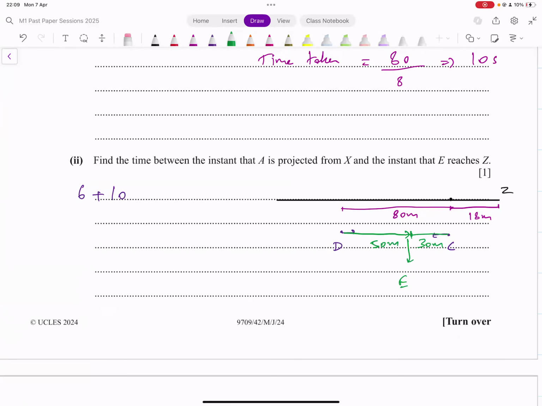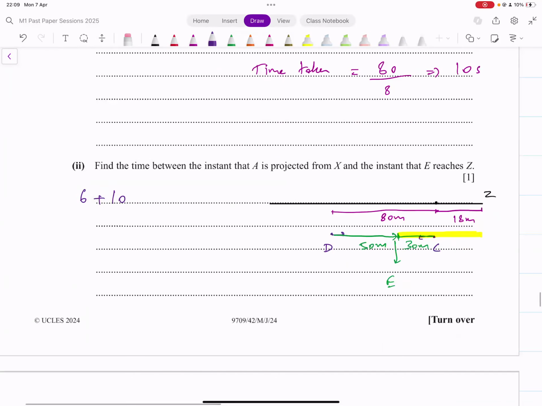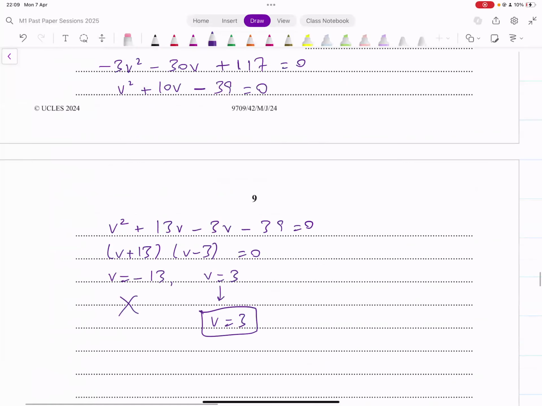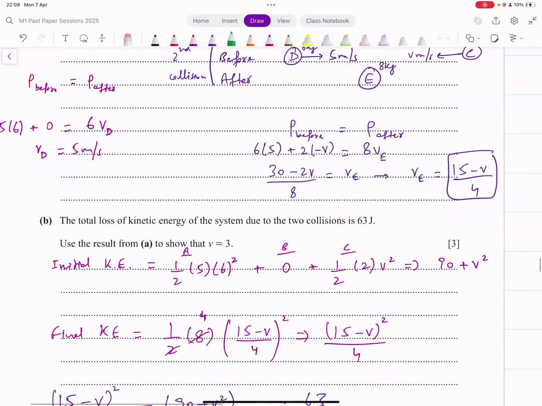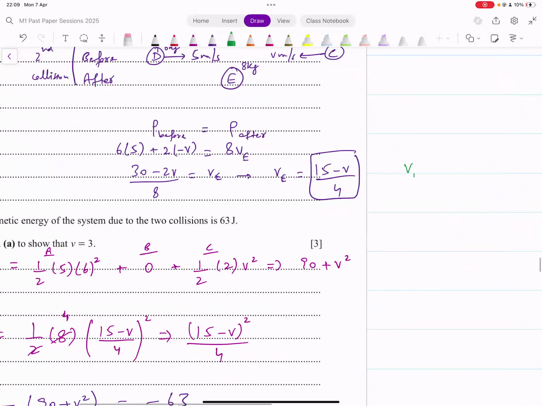So how much distance does E have to cover now? 30 plus 18 to the right side. E has to cover 48 meters now to the right side. Now, what's the speed of E? At what speed does it cover that distance? This was the speed of E, right? (15 minus V) over 4. You know the value for V, so you can find the speed of E.